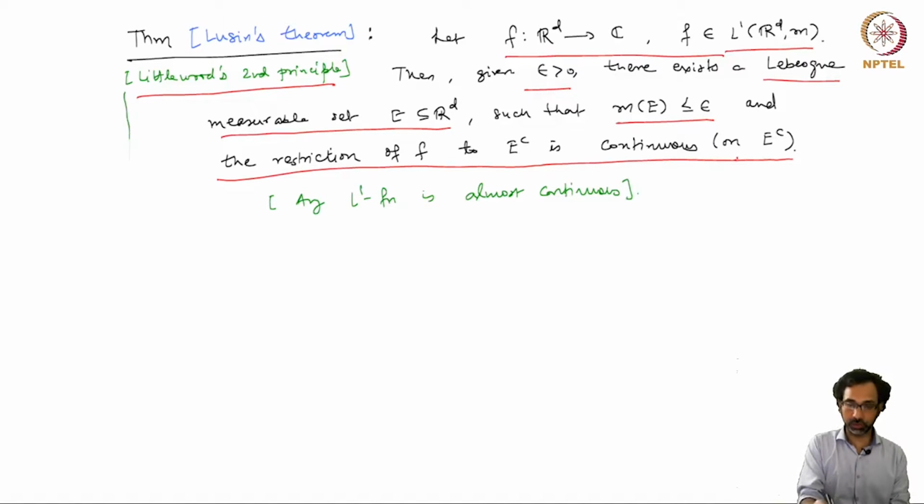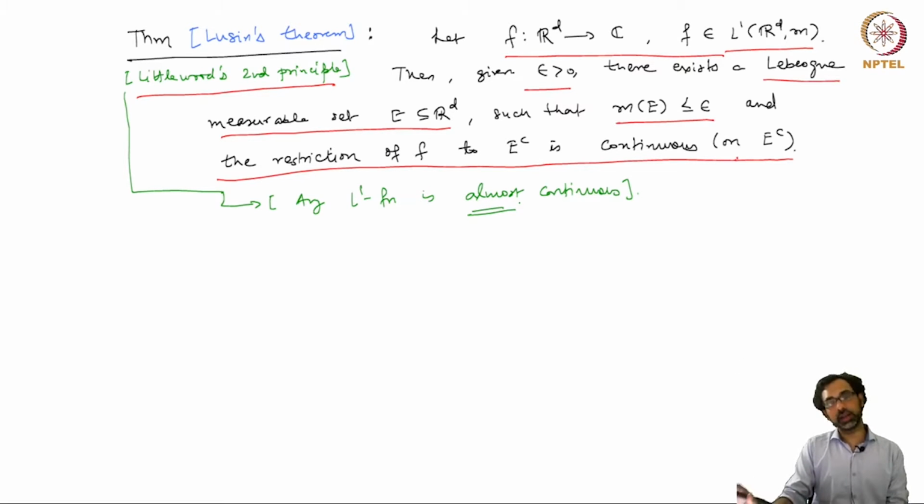So this is Littlewood's second principle, which says that any L1 function is almost continuous, and by almost we mean this precise statement that given any epsilon you can find a set E of measure less than or equal to epsilon such that the restriction of f on the complement of that set is continuous on that set.